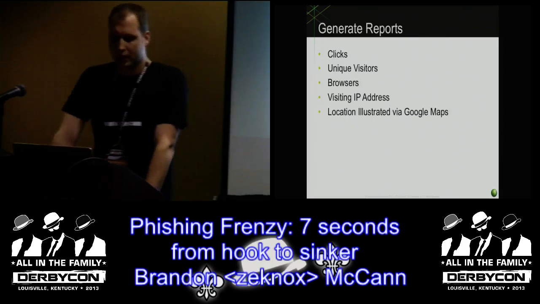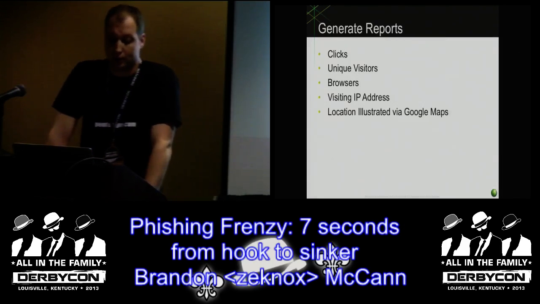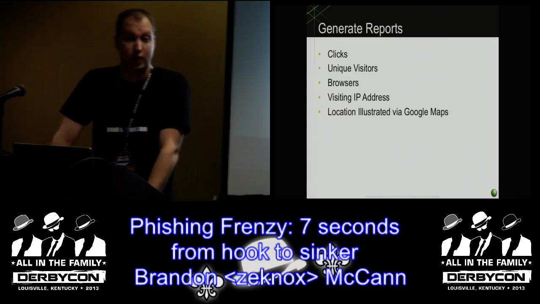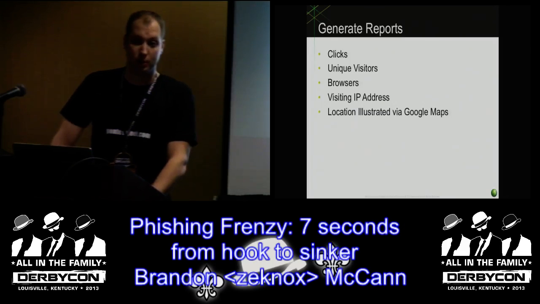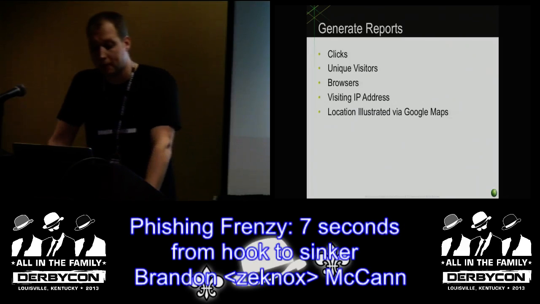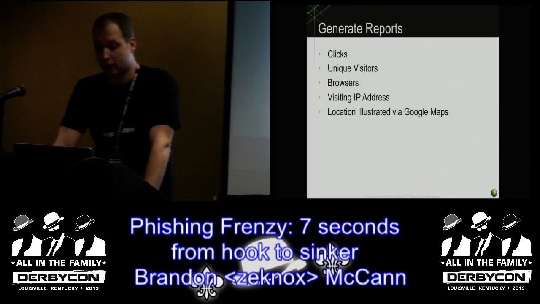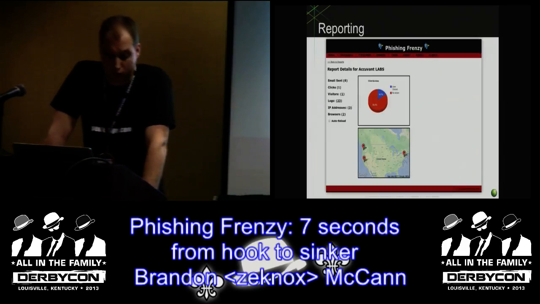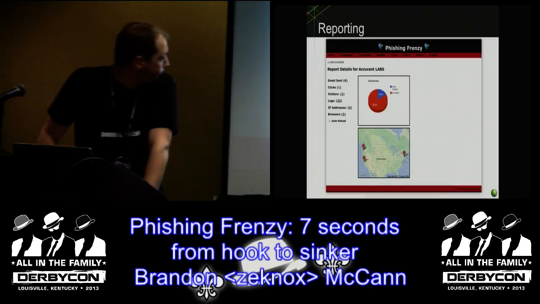Once we've launched a phishing campaign, we want to generate reports. What do the clients want to get out of this? They want to know how many clicks, how many unique visitors. Maybe you want browsers, if you want to go to browser exploitation. What IP addresses came? Was it the client's IP address? Was it a copy shop? Was it Microsoft downloading your executable because of an automated process? And then we can illustrate where they came from by mapping it out through Google Maps. So here's an example of what a report might look like once we've executed a phishing campaign.